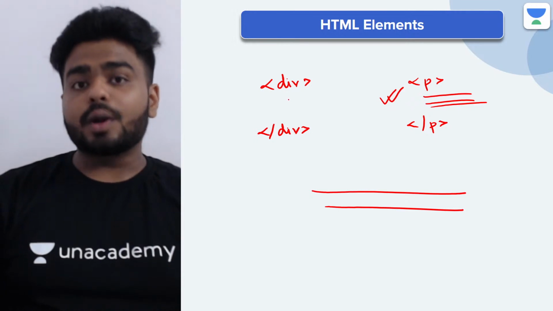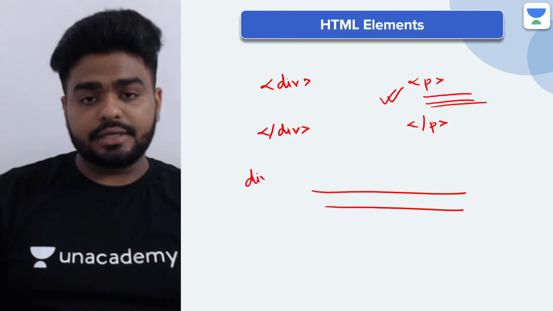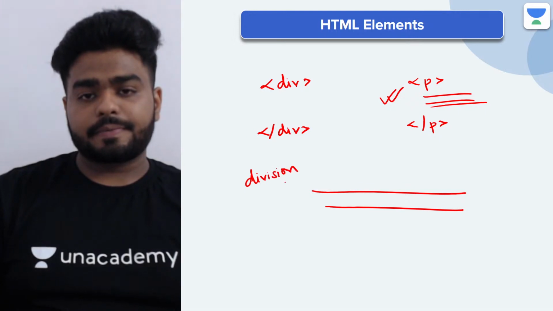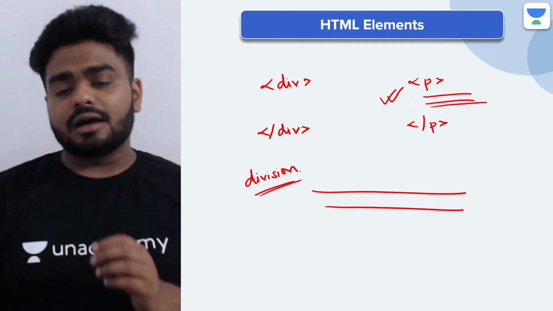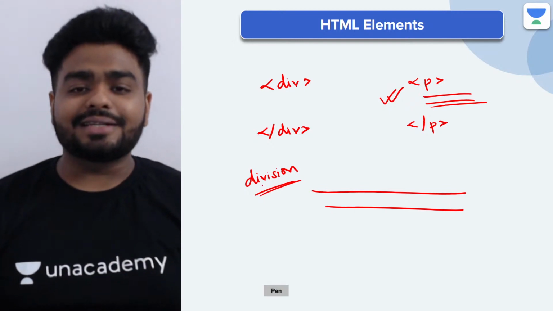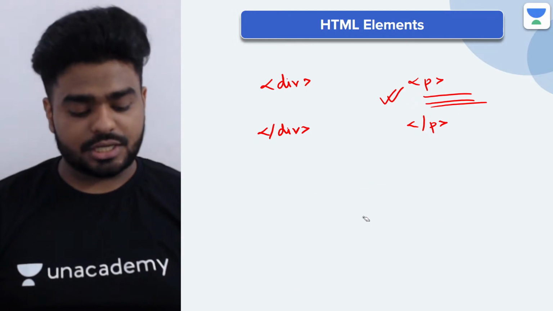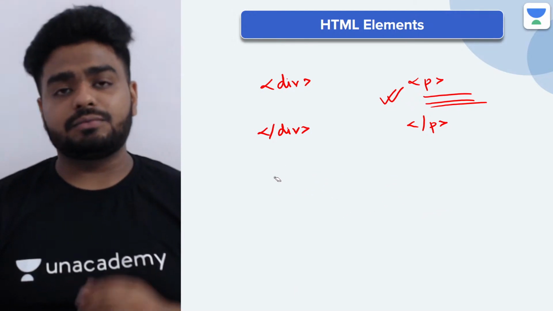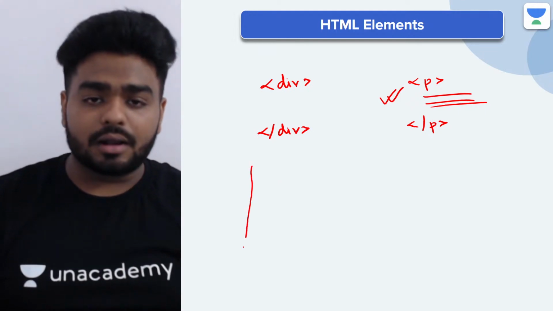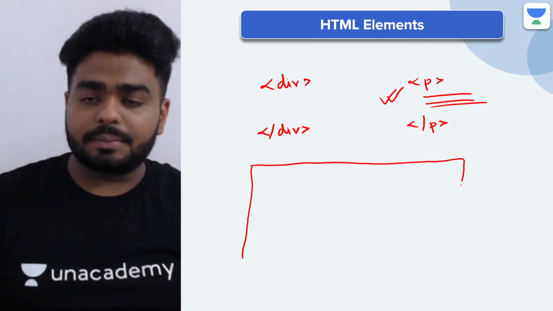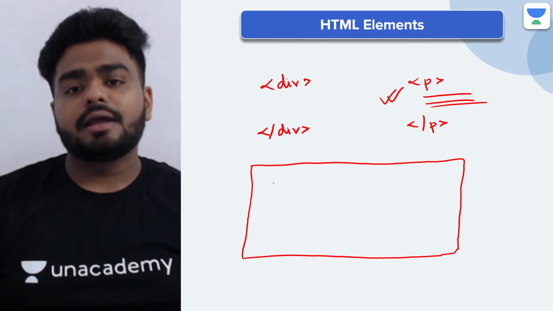In div, what is div? Div is nothing but a division. Now, what is this division? Let's understand this, because many of the freshers who are learning HTML have too much difficulty with this division. What is this division? How does this work? So let's say that I am having a web page. This is my web page, right?